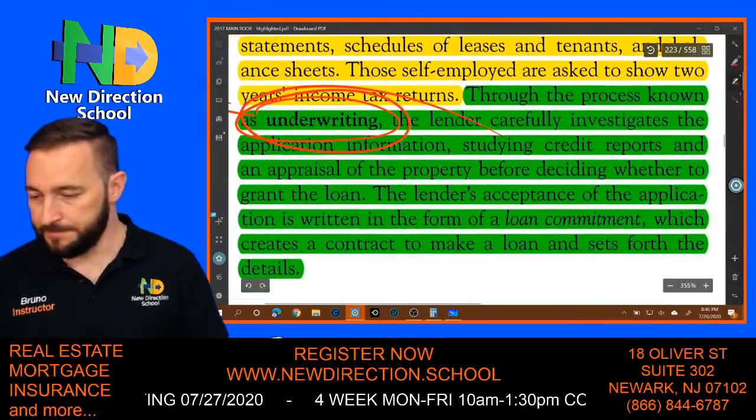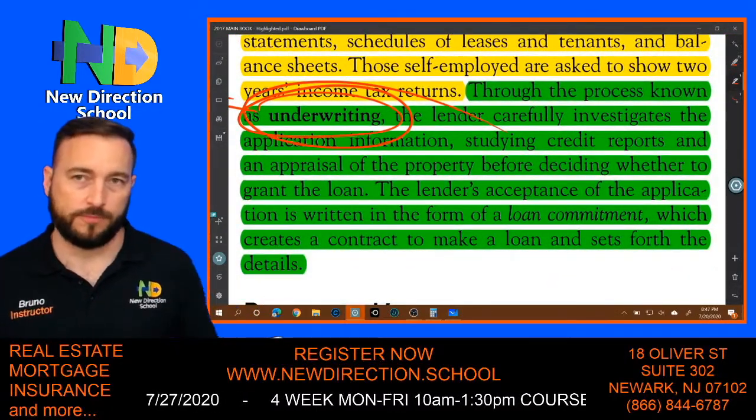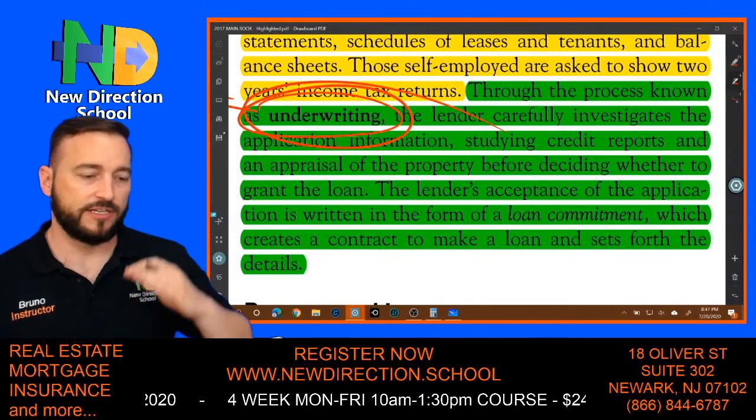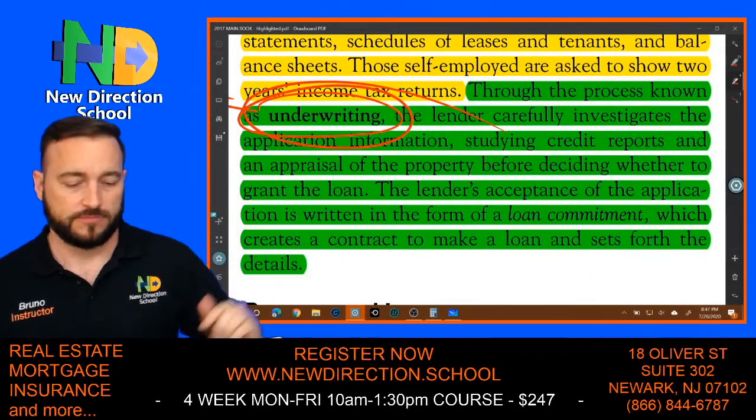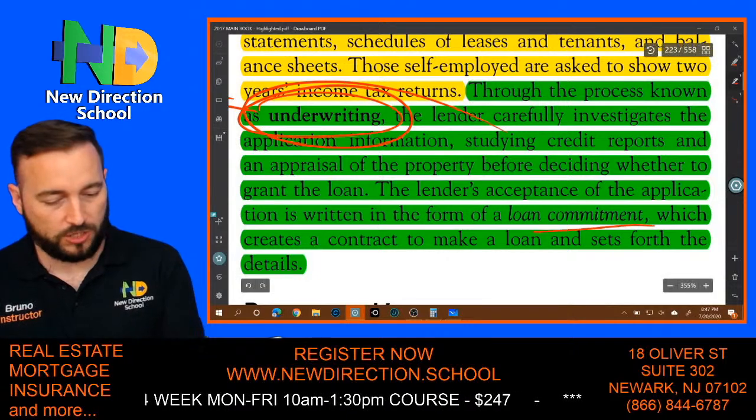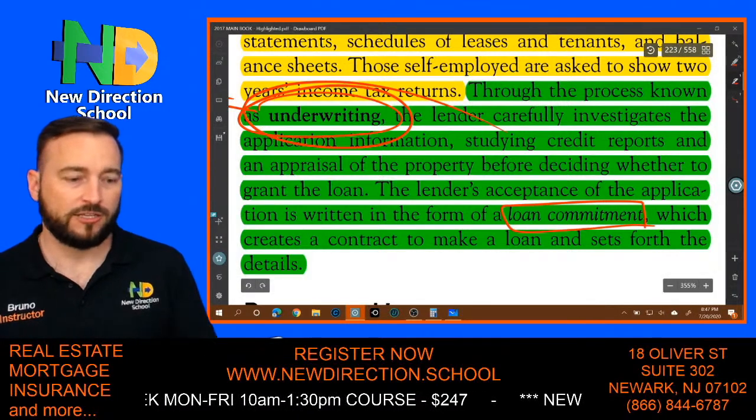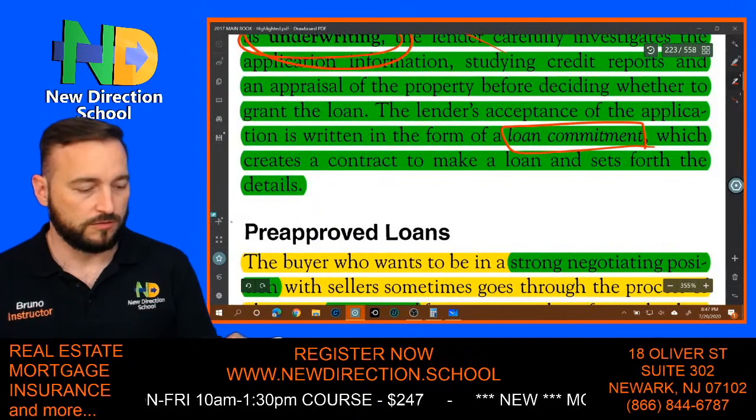All right, so let's say they studied the credit report. They studied your taxes. They studied all your information. They're going to issue a loan commitment. That loan commitment we call pre-approval.